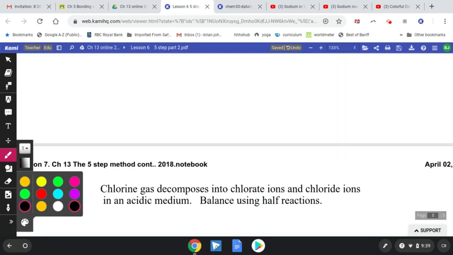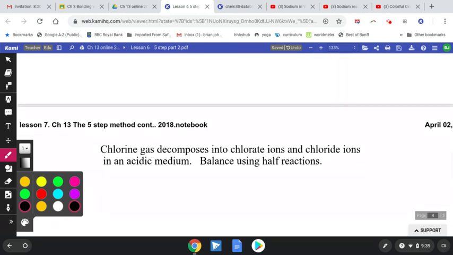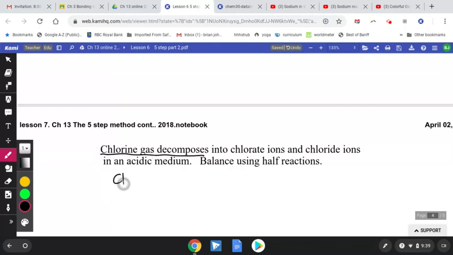And I think we have 1 left. Okay. Last reaction. This one's a little different. We're going to use half reactions to do it. So we have chlorine gas decomposing into chlorate ions and chloride ions. Now, you won't find both of these half reactions in your data book to use 5-step method, but that's okay. We can build our own because it's told us.